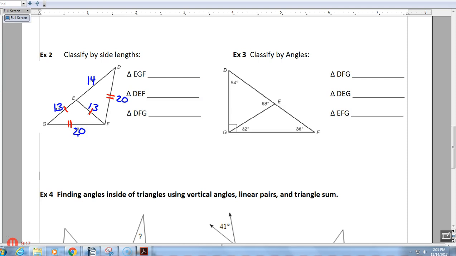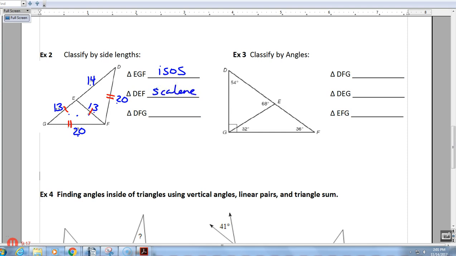Triangle EGF. That's this lower triangle down here, EGF. Well, it has two equal sides, so this one is isosceles. I'm just going to shorthand it. DEF, this top one, three different sides. So what was that one called? Scalene.